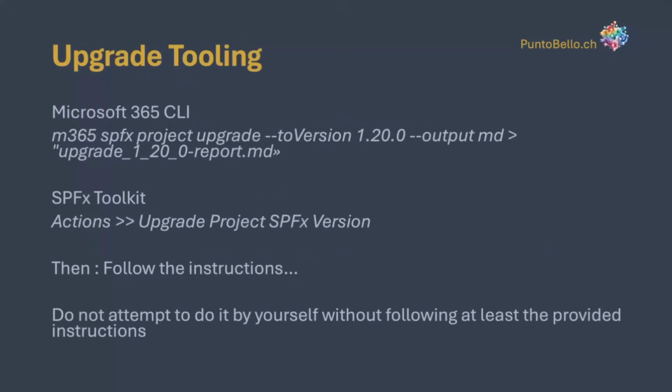So now let's talk about upgrade tooling. Basically, there is a great CLI, and you can use it, and it generates a report. I've just written the command here. So you get a markdown report with this, which you can follow. And there is also the SPFx toolkit. It's just two clicks, and then you can follow the instructions. I will show this later in the demo. And do not attempt to do it by yourself. I've seen this with some of our people. You can try it, but the report from the Microsoft 365 CLI is really great, and then you can use this to start your upgrade.